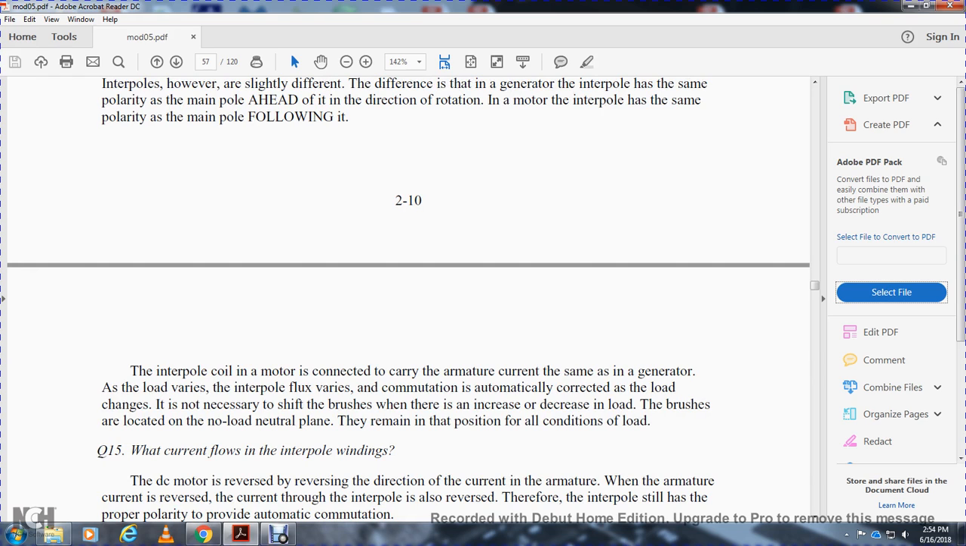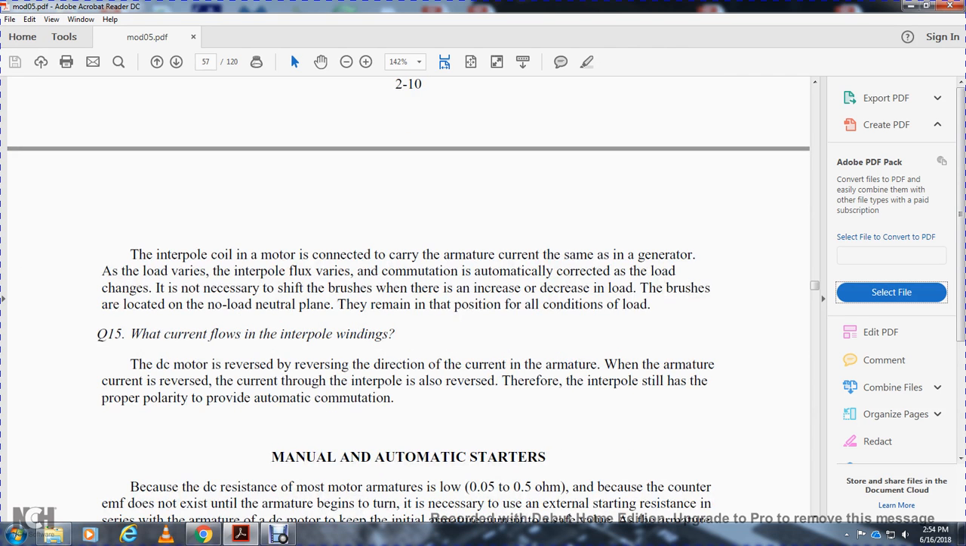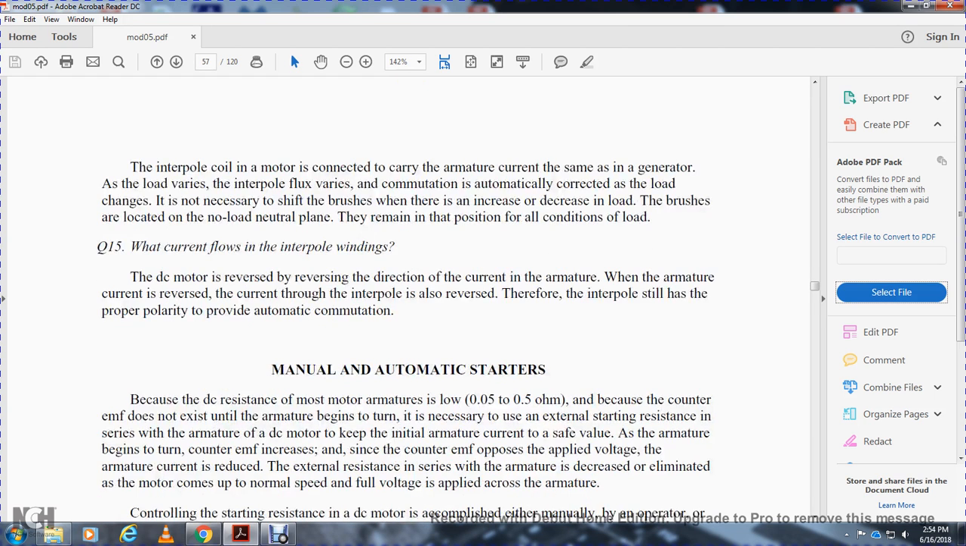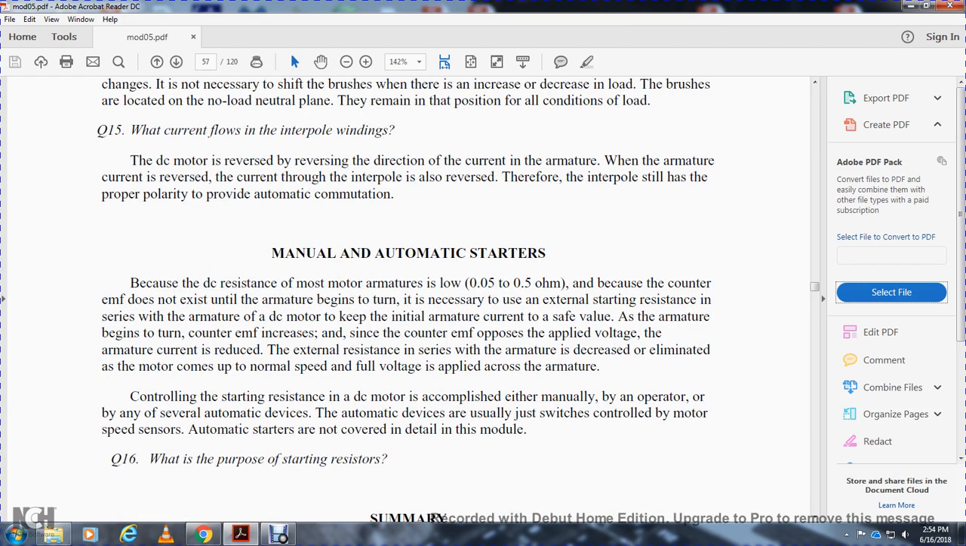It is not necessary to shift the brushes when the load increases or decreases. The brushes are located in the no-load neutral plane, and they remain in that position for all conditions of load. When the DC motor reverses direction, the current in the armature is reversed. When the armature current is reversed, the current through the interpole is also reversed. Therefore, the interpole still has the proper polarity to provide automatic commutation.